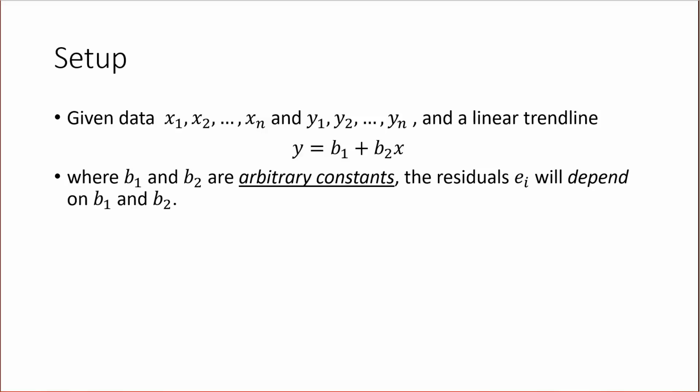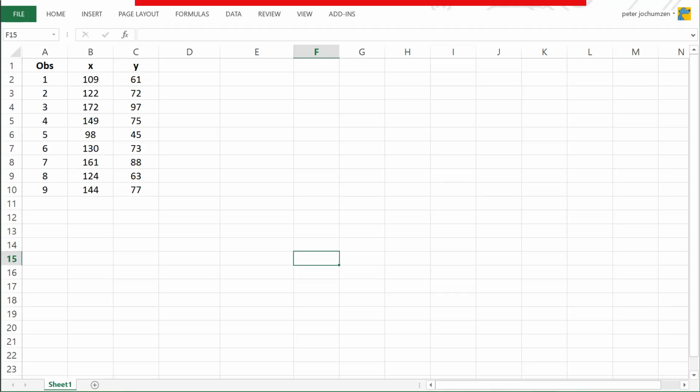Let's illustrate this with some data. Here's some data on an x variable, the number of hours studied by 9 students, and the y variable, the result on the final exam. The point now is that I am going to define an arbitrary trend line, not necessarily the OLS one. So I'm going to define a B1 and a B2, and I'm just going to set arbitrary numbers here.